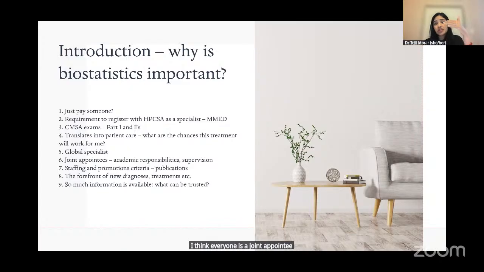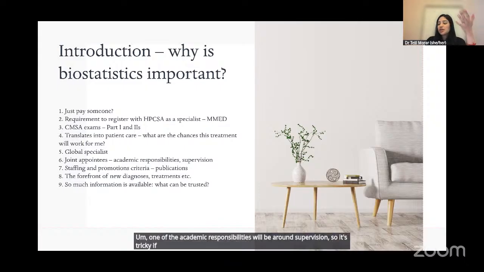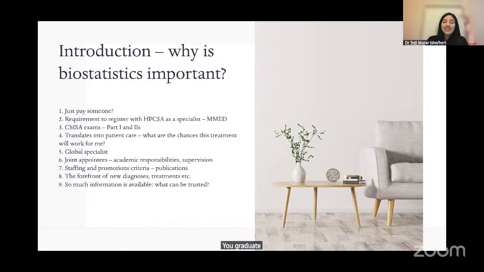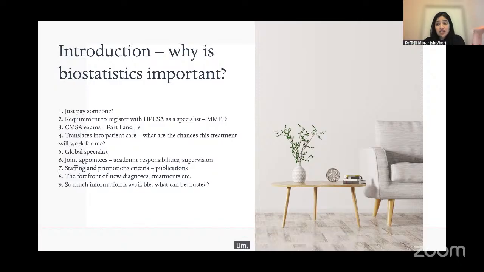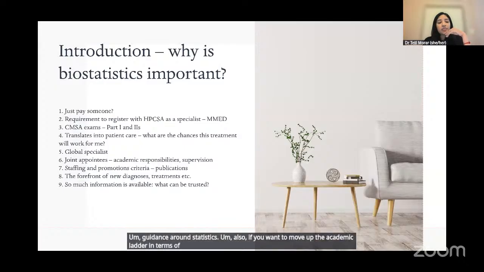It might be with different universities, but one of the academic responsibilities will be around supervision. So it's tricky if you've had someone do your stats for you and then you graduate and next minute you're supervising someone and you are required to give them some guidance around statistics. Also, if you want to move up the academic ladder in terms of staffing and promotions, it's also very important.